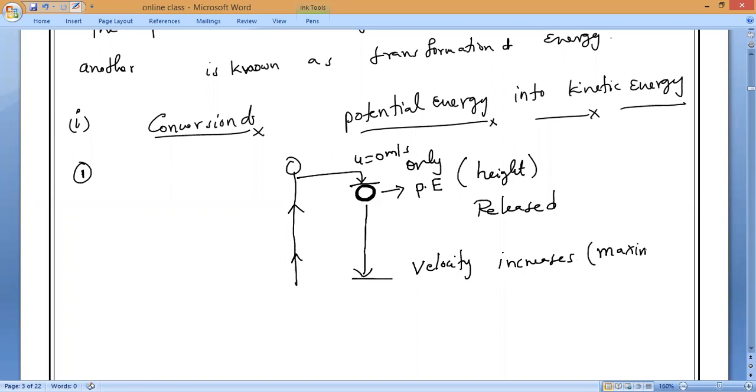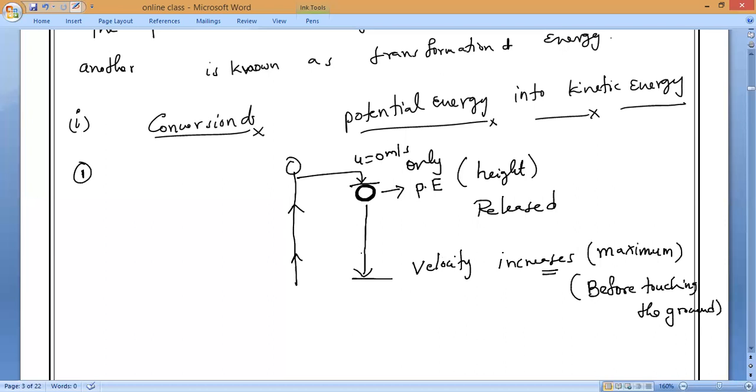Maximum. When the ball is coming down, the velocity keeps on increasing. Which energy is increasing? Kinetic energy. Which energy is decreasing?